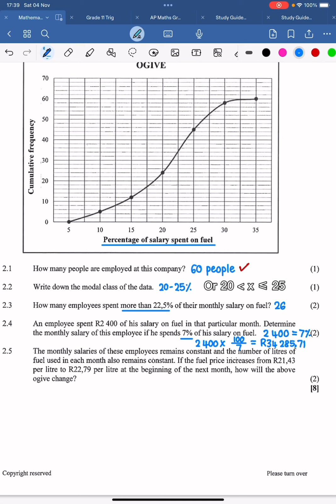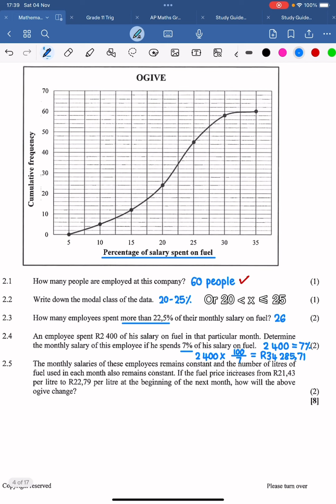Now 2.5 is a bit of a problem-solving question, but you can do it if you understand how an OGIVE works. They are telling us the monthly salaries of these employees remain constant, and the number of liters of fuel used in each month also remains constant. If the fuel price increases from 21 Rand 43 per liter to 22 Rand 79 per liter at the beginning of the next month, how will the above OGIVE change? Now, the fact that they've given actual values here makes you feel like maybe we need to do some calculations, but that's actually not the case.